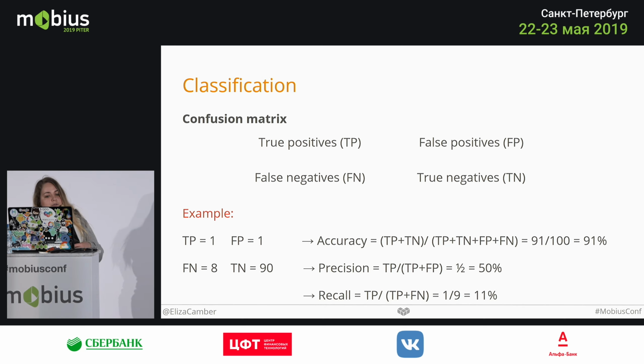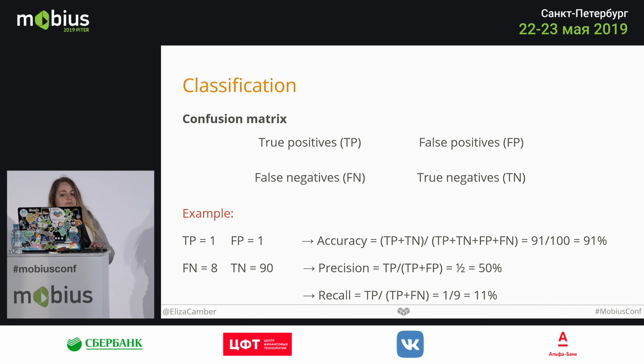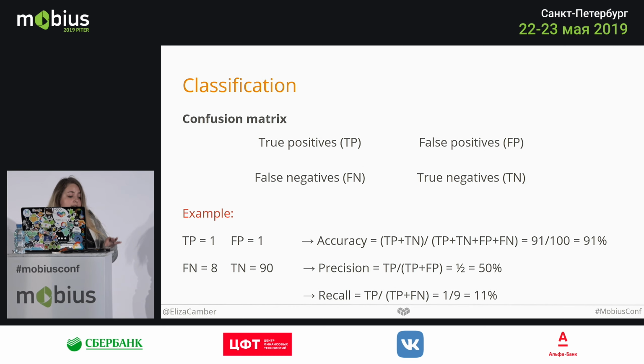So if we go back to our spam email example, the percent of emails flagged as spam that were correctly classified is the precision, and the recall is the percentage of the actual spam emails that were classified correctly. So you can see that with 11% recall, it's a really, really bad model, although the accuracy is all the way up to 91%.